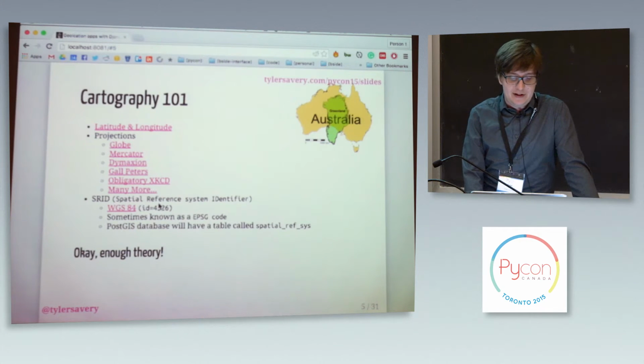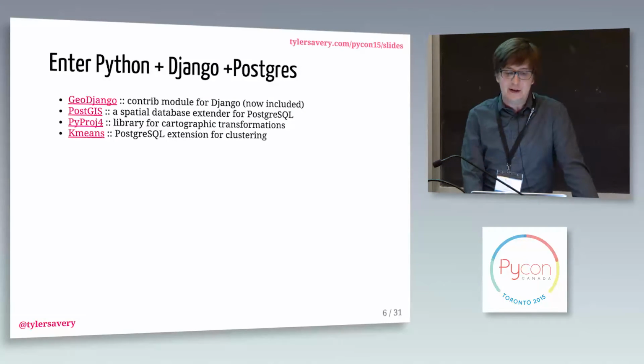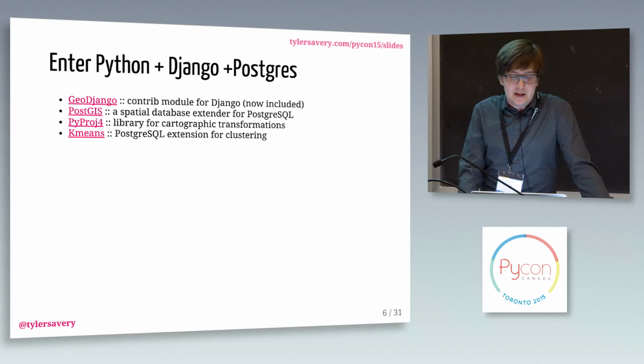Okay, that's enough theory for now. We may do some more. Let's talk about the code side of it. So a few tools in our tool belt would be something called GeoDjango, which is now actually a built-in module in Django. You still have to include it as an installed app, but it's pretty much good to go, and you run a migration, and you'll have all the tables you need.